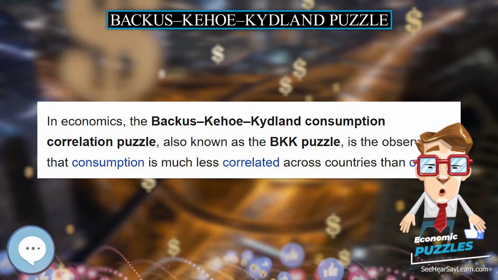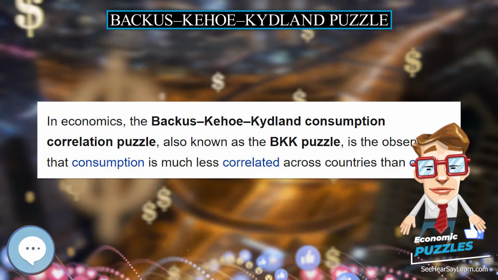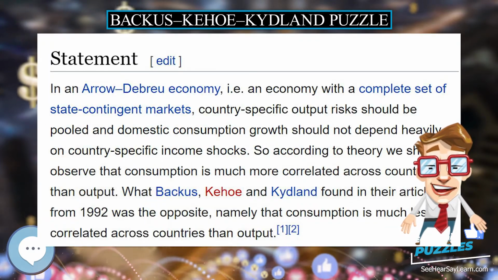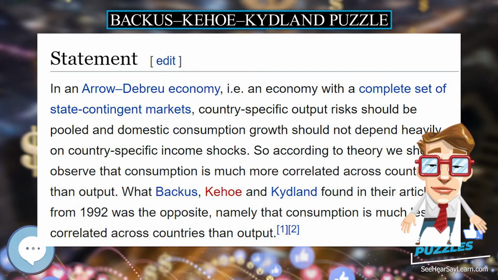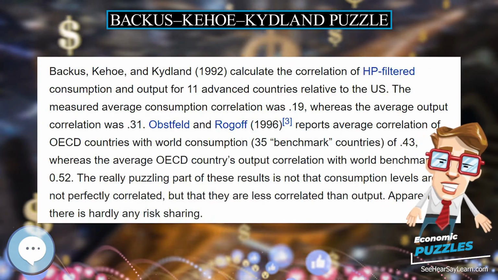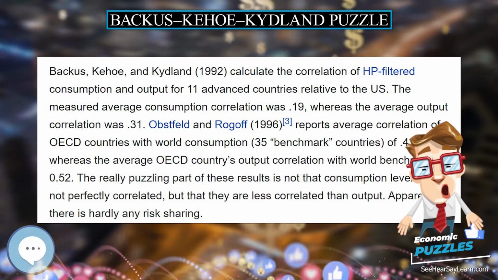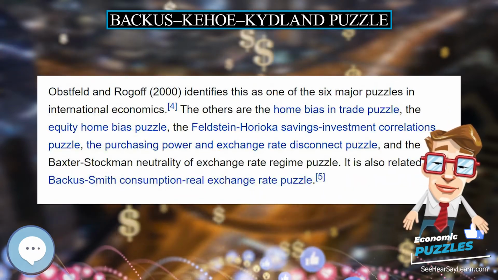Backus-Kehoe-Kydland Puzzle. In economics, the Backus-Kehoe-Kydland consumption correlation puzzle, also known as the BKK puzzle, is the observation that consumption is much less correlated across countries than output.